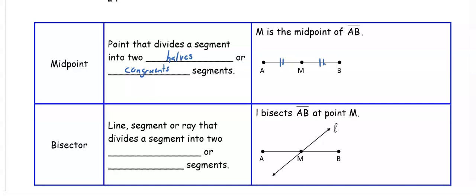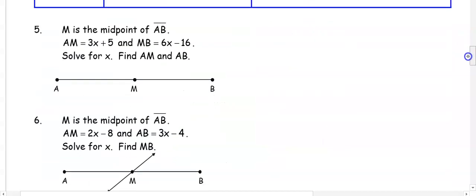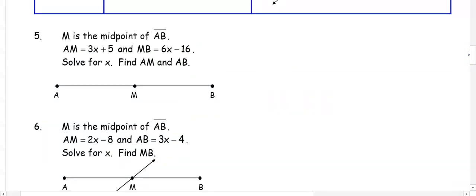A bisector then is just a line, segment, or ray that divides a segment into two halves or congruent segments. So if M would still be the midpoint, it's bisecting because this line L is passing through point M. So there's two types of problems that we can do then, based on the given information.